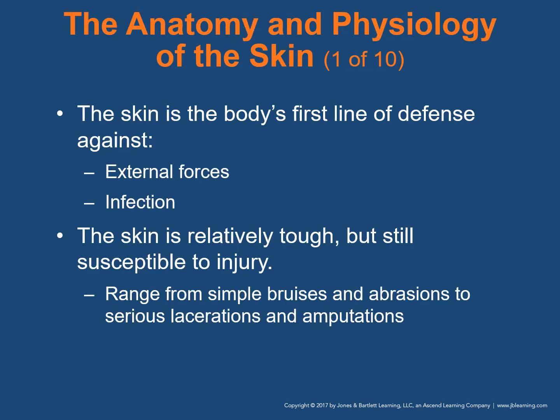Now let's discuss the anatomy and physiology of the skin. The skin is the body's first line of defense against external forces and infection, and it is the largest organ in the body. It is relatively tough, but it is still susceptible to injury. Injuries range from simple bruises and abrasions to serious lacerations and amputations, and injuries may expose blood vessels, nerves, and bone.